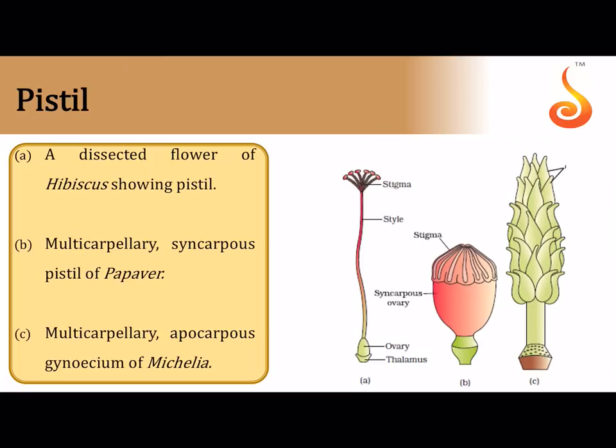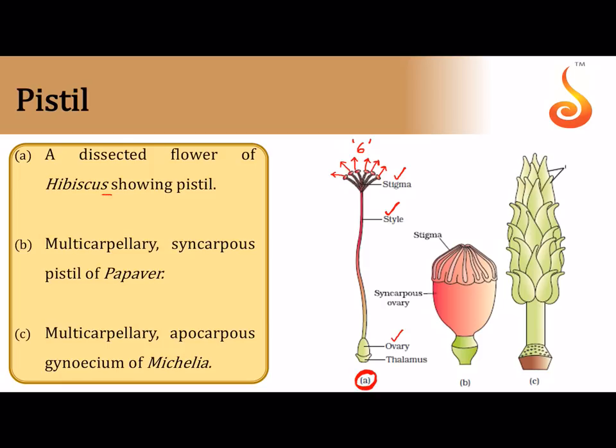In the first example, that is A, this is actually the pistil of hibiscus. See the parts of the pistil. There is a basal part which is called the ovary. There is a narrow neck which is called the style. And see, there are so many stigma. Let us count the number of stigma: 1, 2, 3, 4, 5, 6. Probably it is a fusion of 6 carpels, because generally a carpel has only one stigma. But here, you can see 6 stigma together, so probably it is a fusion.